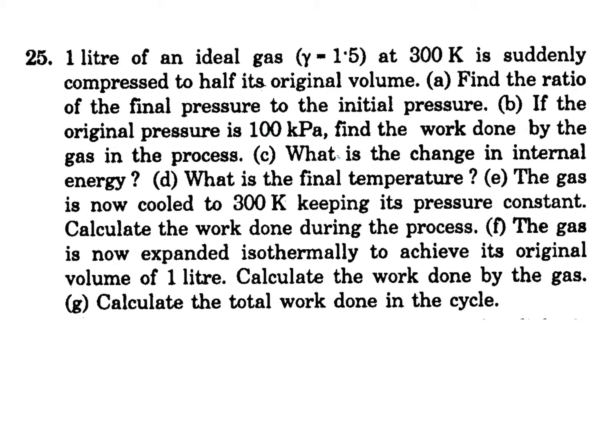We are looking at question number 25 from chapter 27 of H.C. Verma. So the question says 1 liter of an ideal gas at 300 Kelvin is suddenly compressed to half its original volume. Find the ratio of the final pressure to the initial pressure. There are actually multiple options, multiple sub questions involved. So let's solve the questions one by one.